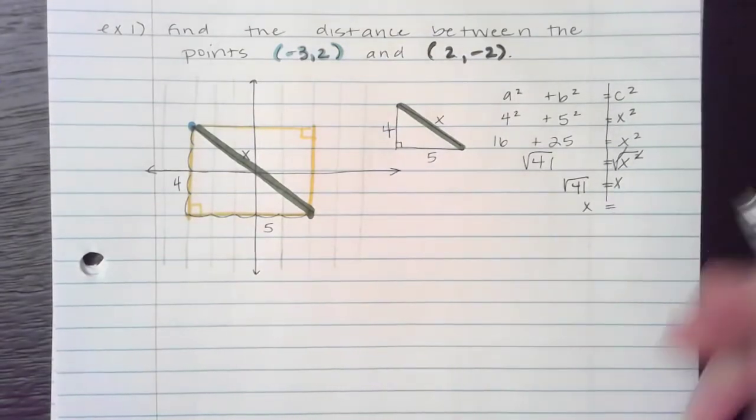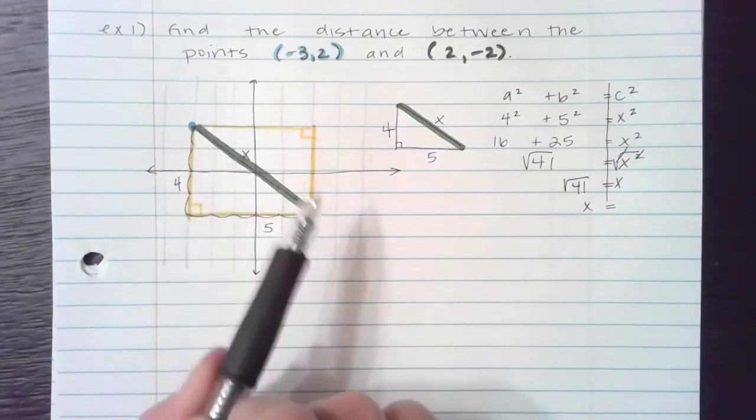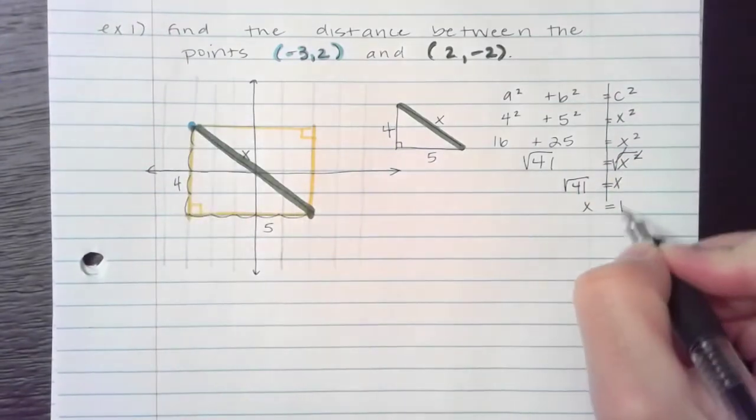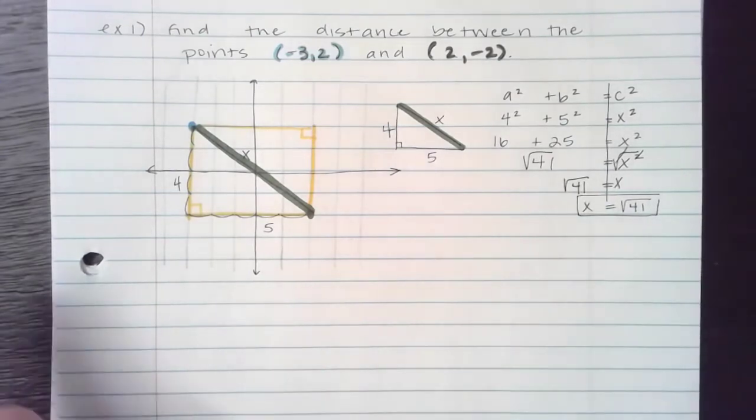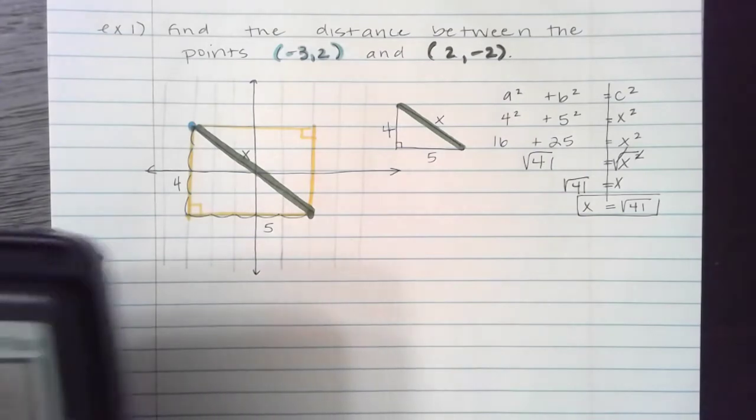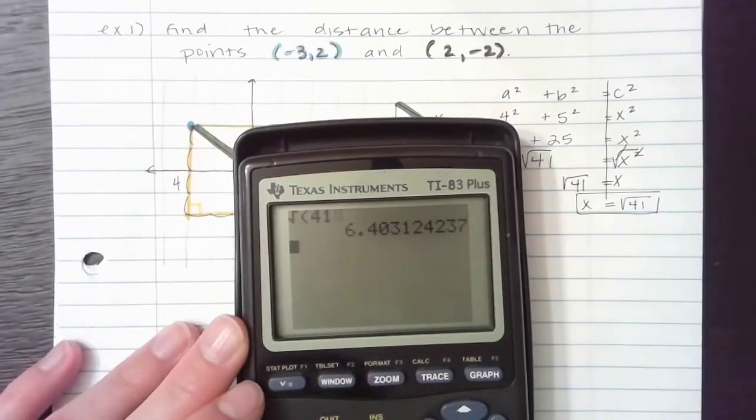So my actual length, or if I say what's the distance between negative 3, 2 and 2, negative 2, you say, well, it's the square root of 41 units. Now, that's the correct answer, because it is like an exact answer. If you do want to put it into perspective, the square root of 41 is 6.4.